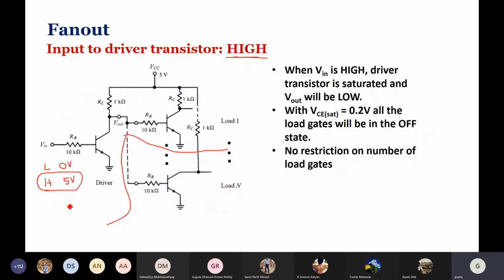It's the first consideration that we examine. So when the input is high, this is 5 volt. This transistor will be in saturation, deep into saturation. So 0.2 volt or 0.1 volt, that order of voltage will be there.